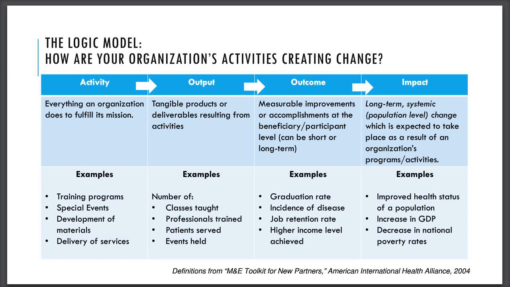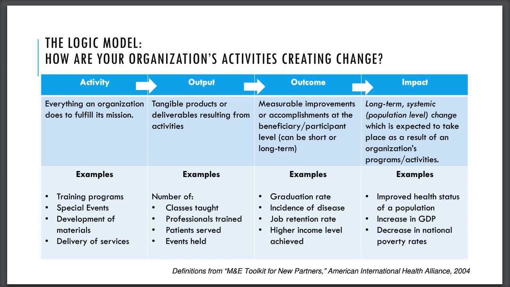The next component would be an outcome. An outcome is a measurable improvement or accomplishment at the beneficiary participant level. Can be short or long term. Examples of outcomes are graduation rates, incidence of disease, job retention rate, or higher income level achieved.